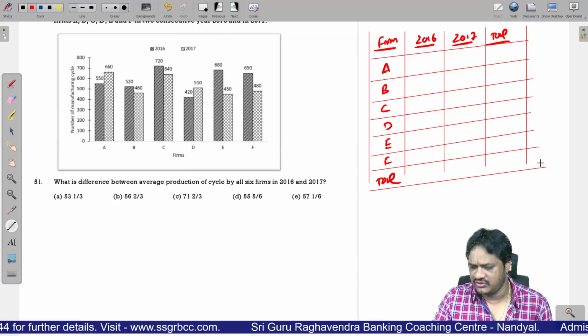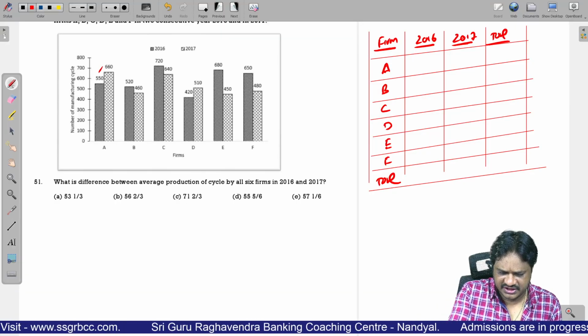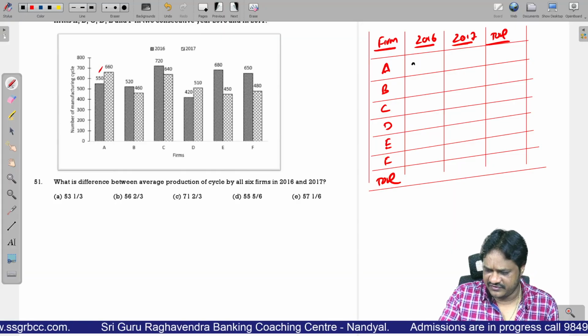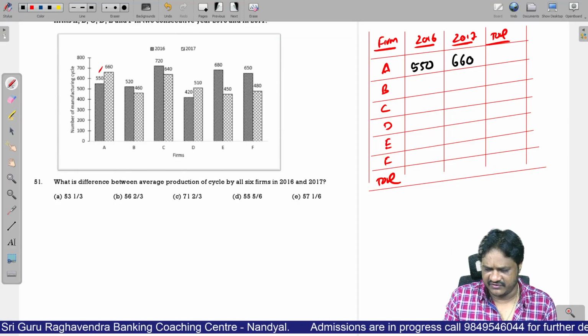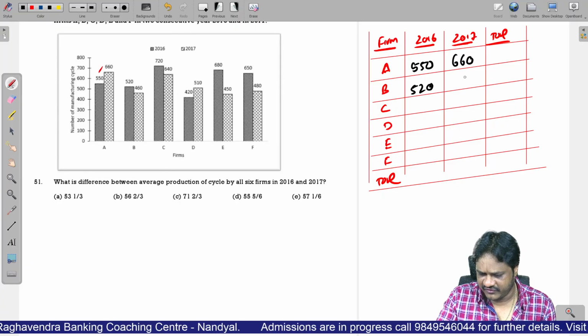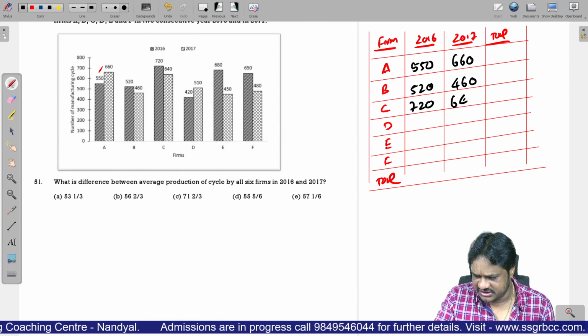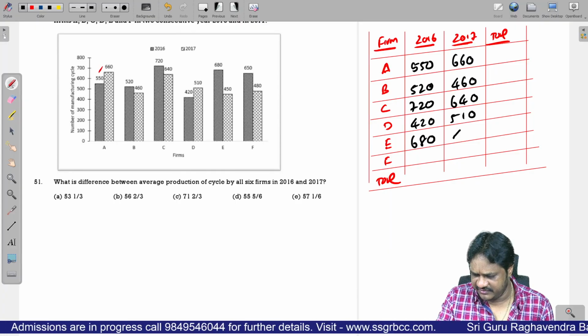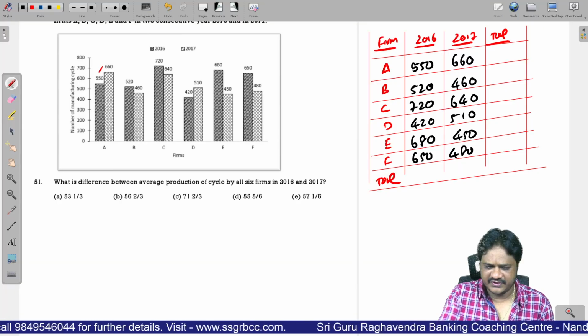Okay, now let us take the values. See here, A 2016, it is 550, 660. You can see directly from the table. B 520, 460. C 720, 640. Then D 420, 510. Then E 680, 450. F 650, 480. Let us do the totals.